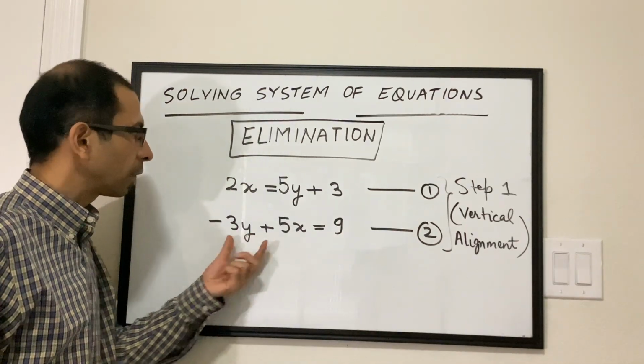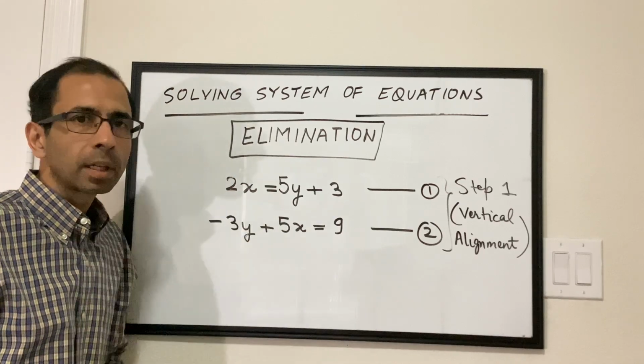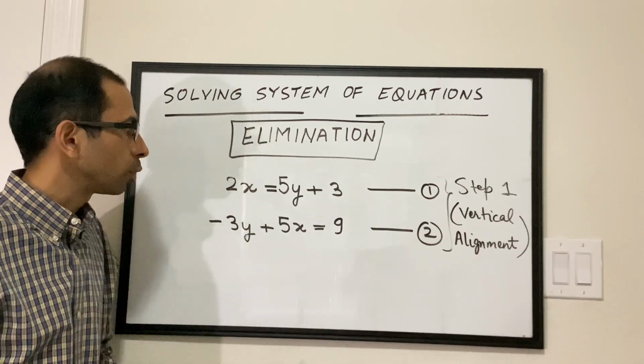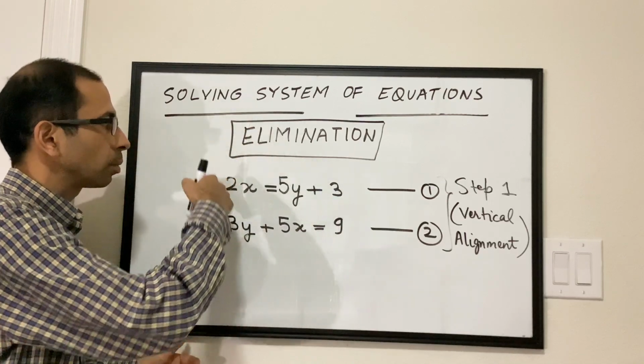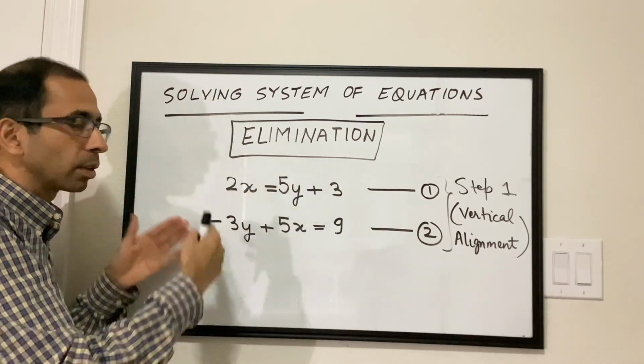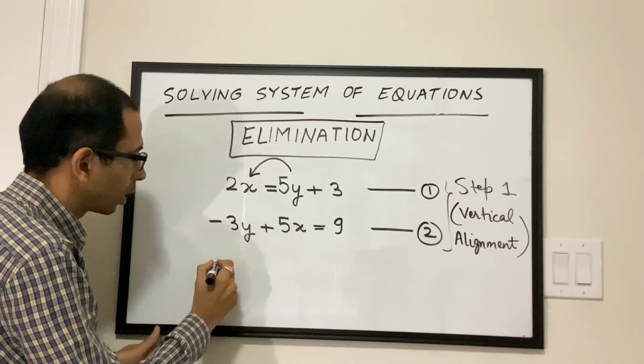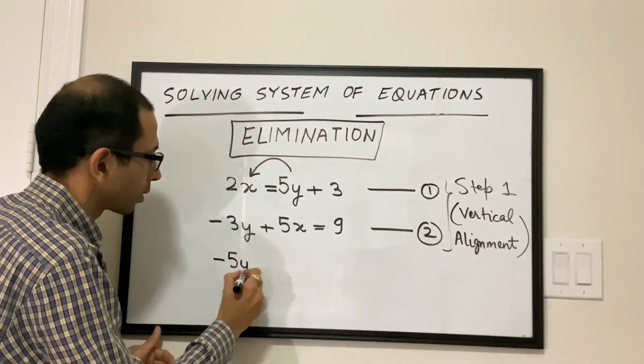We see that the y and the x terms on equation 2 are on the left side, whereas that is not the case in equation 1. So one way of doing it could be that we move the y term to the left side, so that for equation 1 also the x and y are on the left side. So when we do that, equation 1 becomes something like this.